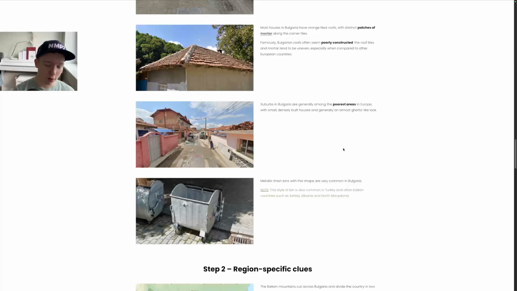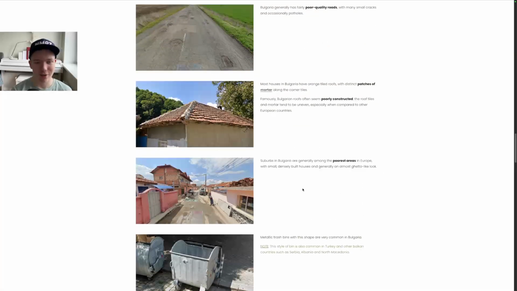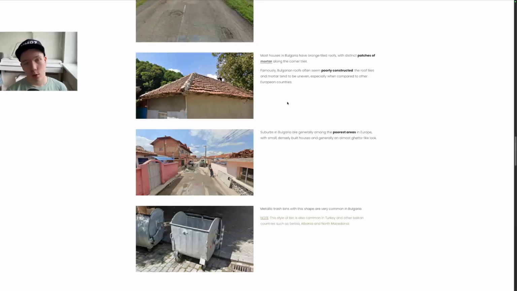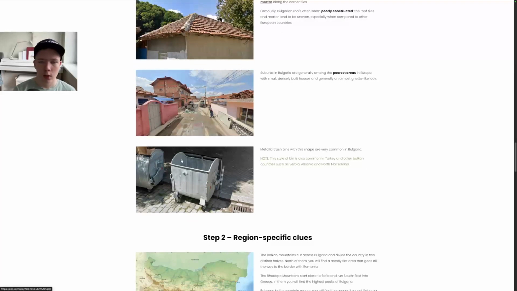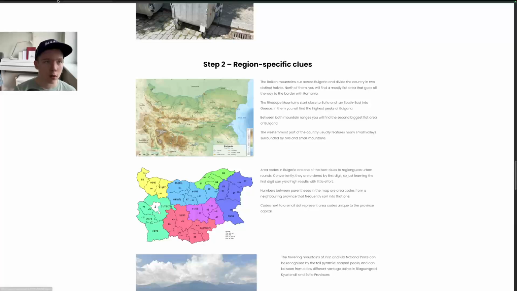Sometimes you see bad quality, as pretty much every country other than, I don't know, the Netherlands, for example, has really good roads. And some other countries as well. These kind of trash bins that look like this: Albania, Serbia, North Macedonia, and especially Turkey. But in Turkey they usually have text on it, which does even tell you the city.